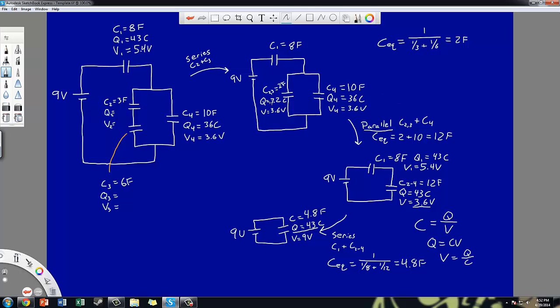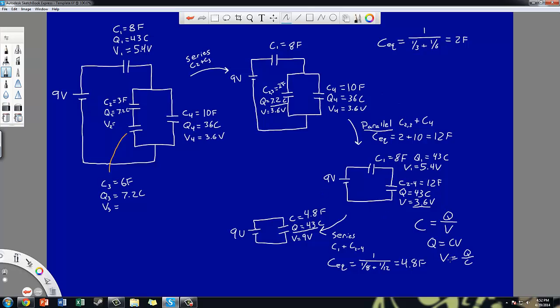Now it's just a matter of taking my combined C2 and C3 and splitting that back up, reminding myself what I did. I combined C2 and C3 in series, so I have to think, what stays the same in series? Charge does. So my 7.2 coulombs comes back here to both of these, 7.2 coulombs and 7.2 coulombs. And now it's just one last step to find the voltage for each of these.